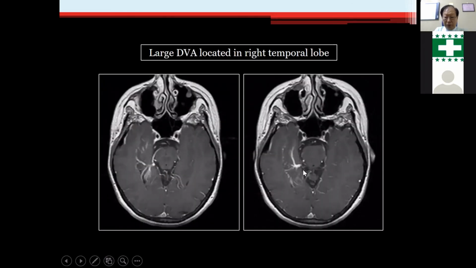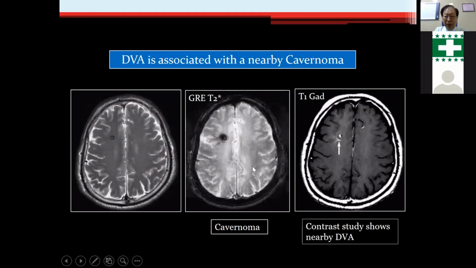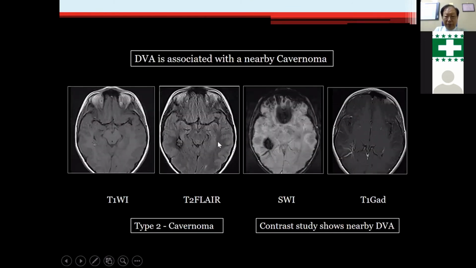Okay, another one, not a typical DVA, draining into the internal cerebral vein. Now, you see this cavernoma with bleeding. But when we give gadolinium, you see a little caput medusa, a DVA, next to the cavernoma. Another example: there's bleeding, and you see a hint of a little black linear line in it. When you give injection, these represent tiny dilated veins, representing a DVA.